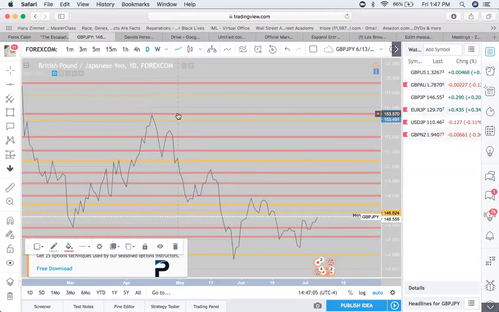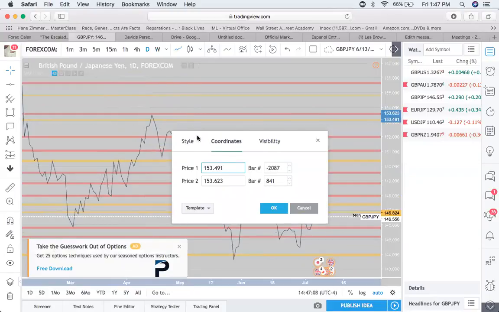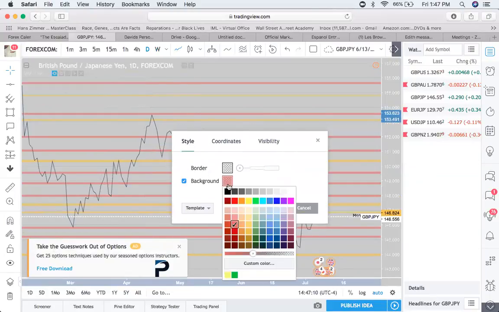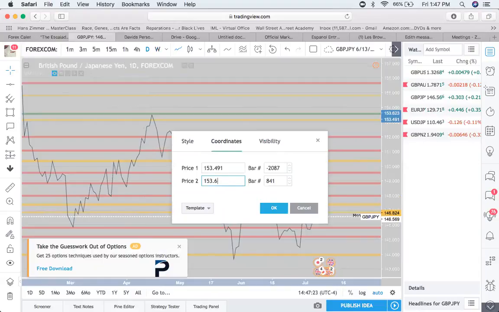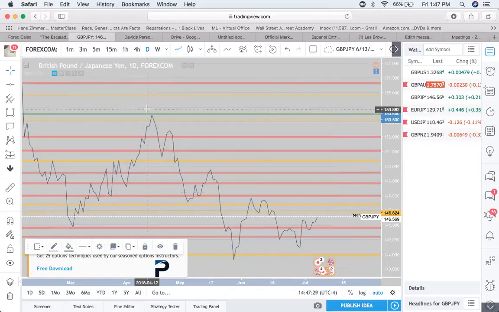All right. So we copy and paste. We click on this. We go to style first. We go to background, and you can choose whatever green you like. Normally, I choose the third green from the bottom, and there you have it. You go to coordinates. It has to be at least 10 pips away from one another. 5, 6. There you have it.